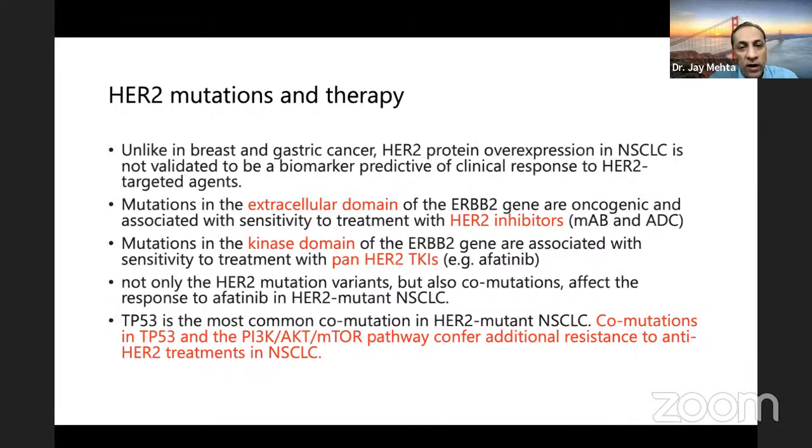You need to do NGS to identify if the mutation is in the extracellular domain, in which case you can use monoclonal antibodies or the antibody drug conjugates, such as the new ones which are currently available. And mutations in the kinase domain give you the preference to use the pan-HER2 tyrosine kinase inhibitors, such as afatinib. Now, not only the HER2 mutation variants, but if you identify the co-mutations, that's very important, because, for example, if you have a TP53 co-mutation, this leads to additional resistance to anti-HER2 treatments in non-small cell lung cancers. So does the PI3K, AKT, mTOR pathway inhibition mutations.